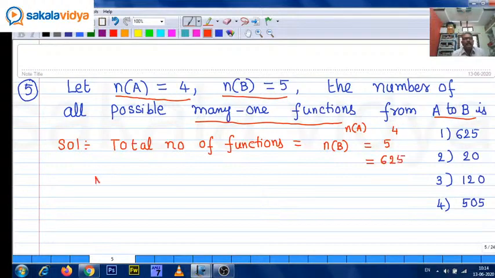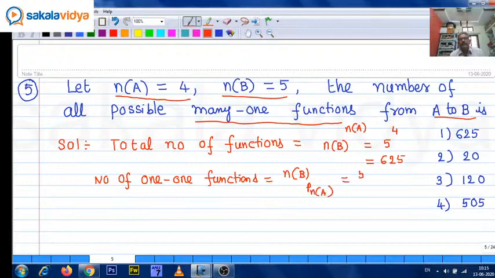Next, the number of 1 to 1 functions can be defined because n of A is less than n of B. It is equal to n of B P n of A. So that is 5P4. Just now in the previous case we have done 5 factorial by (5 minus 4) factorial, 1 factorial, which is 120.